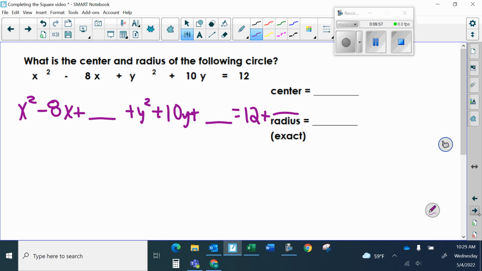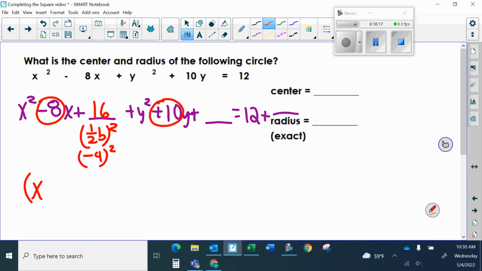So again, it doesn't change. It's the same exact rules as I just said, one half of b, quantity squared. There's my b, circle it with the signs. So what's half of negative 8? Negative 4 squared. What's negative 4 squared? 16. So that's going to be x, and then drop it down, minus 4 squared.